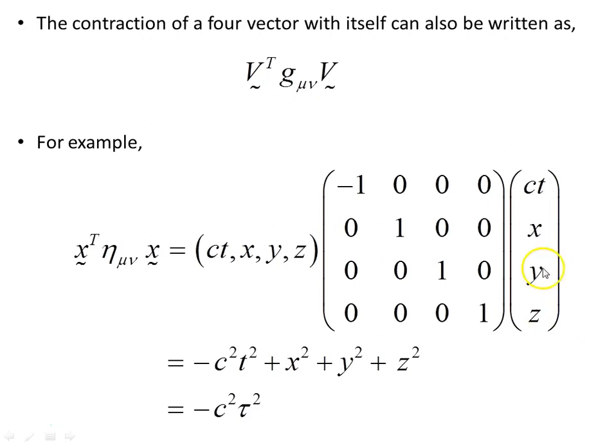One more thing before we go. The contraction of a 4-vector with itself can also be written as some 4-vector, we take the transpose of it, times the metric, times the vector itself, so the product of these 3 objects. For example, take the position vector, the Minkowski flat space metric, and the position vector's transpose. The position vector is a column vector, the transpose is a row vector, then the Minkowski metric, and when we perform that operation we end up with this object here, which we know to be equal to this. Alright, that's it.